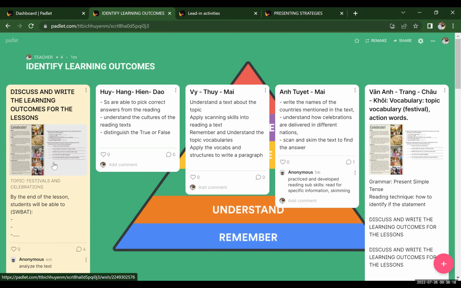For example, you do some kind of quiz with multiple choice, or you ask your student to fill in the blank. For example, in some situation, if we still have time, the learning outcome can be by the end of the lesson, student will be able to use the vocabulary in the suitable context, or to produce or to speak out sentences describing celebrations or festival using the vocabulary that they learn.